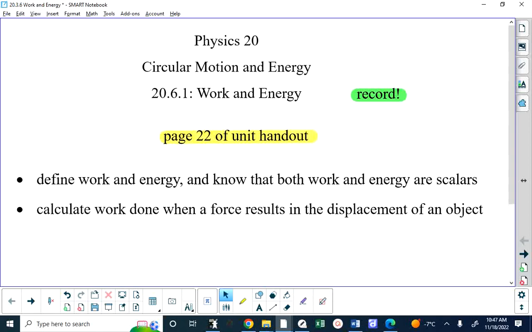This whole unit is called Circular Motion and Energy. We've done the circular motion part, and now we're going to be looking at the energy part. What we're looking at today is going back to Science 10 and defining some things that you worked with last year in Science 10 in a more sophisticated manner.